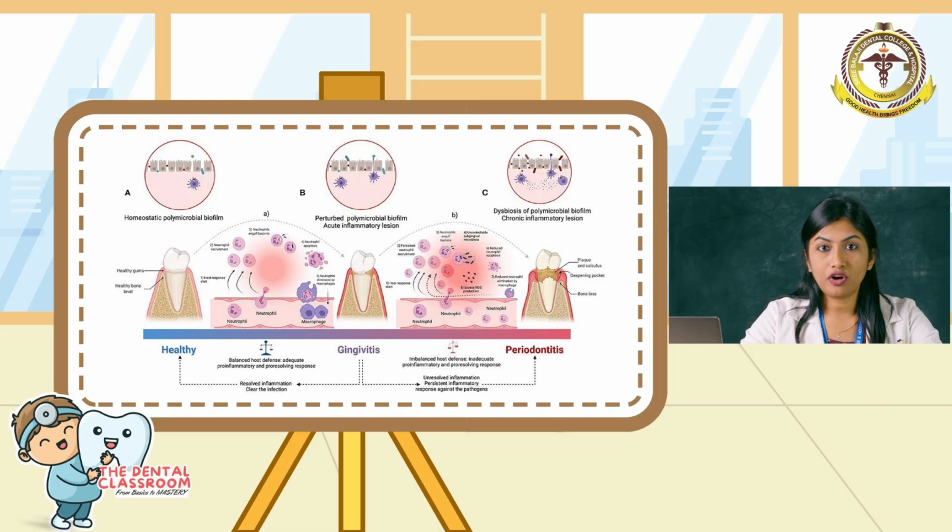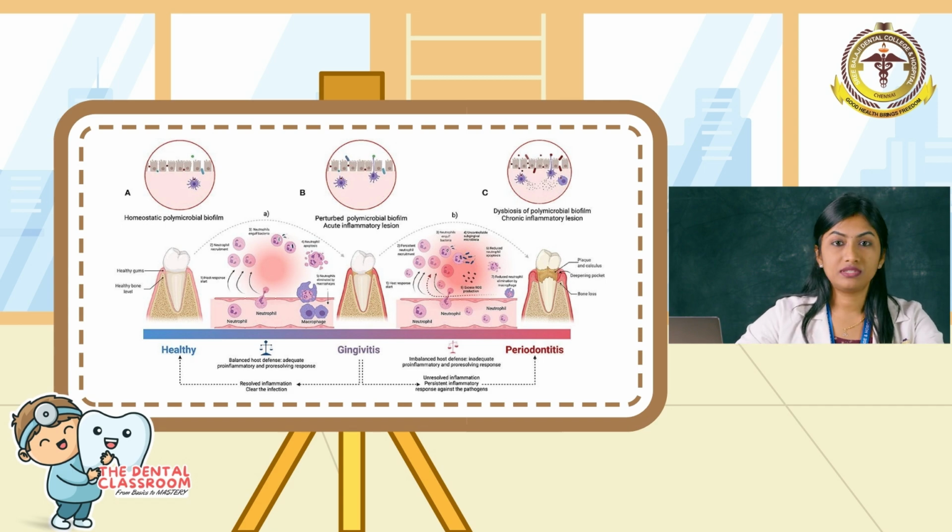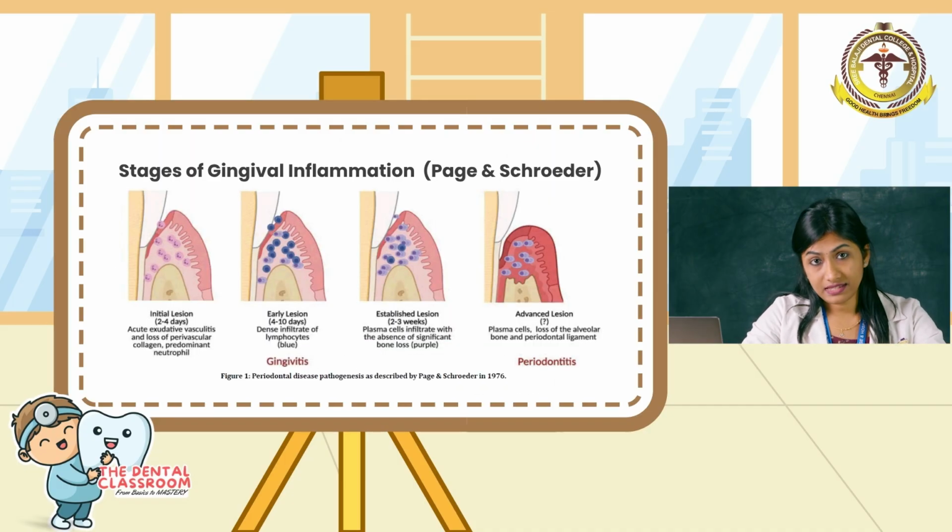So this is a state of chronic inflammation, which is the periodontitis state or imbalanced host defense mechanism. So this is the main understanding of the pathogenesis of gingival inflammation. So this is next categorized as stages of gingival inflammation based on the histological and clinical features. This was mainly given by the Page and Schroeder model.